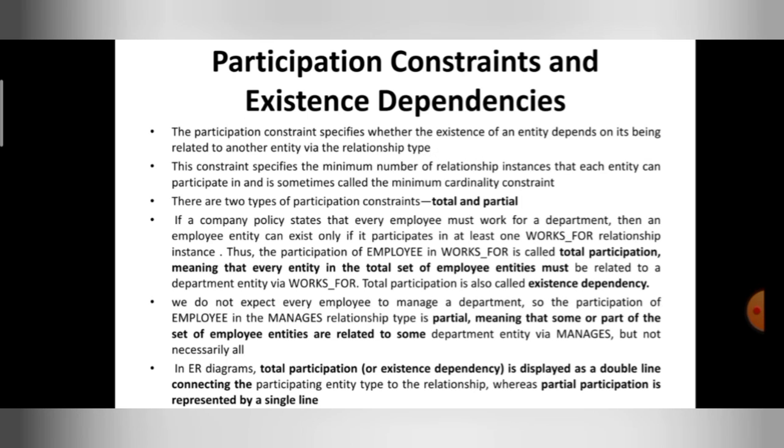Hope you understood the participation constraints, that is total participation and partial participation. For example, I told you, every employee works for the department, that is total participation. Every employee can't be the supervisor, that is partial participation. Hope you understood, right? Notation: for total participation, double line; for partial participation, single line.